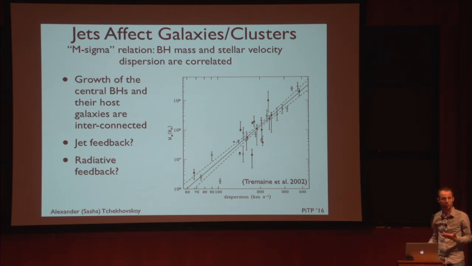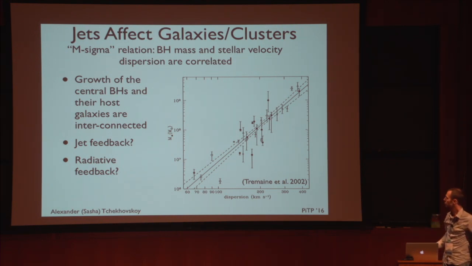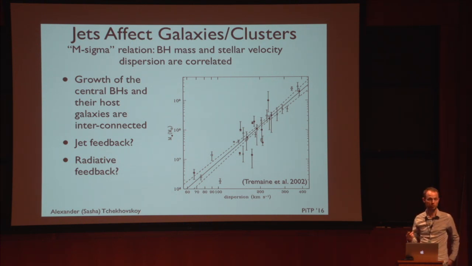So the black hole cannot talk to the stars, whose dispersion is plotted on the x-axis, yet it somehow knows very well about how fast the rotation in the galaxy is. How black holes talk to their surroundings is an open issue. It could be a product of co-evolution of black holes and the galaxy, or it could be perhaps due to some mechanism which allows the jets to talk to the surroundings, perhaps due to jet feedback or radiative feedback.